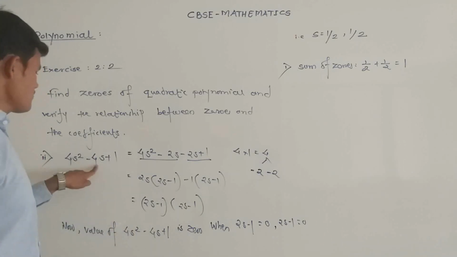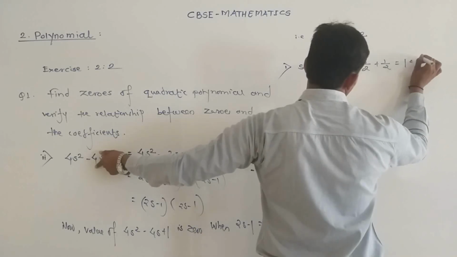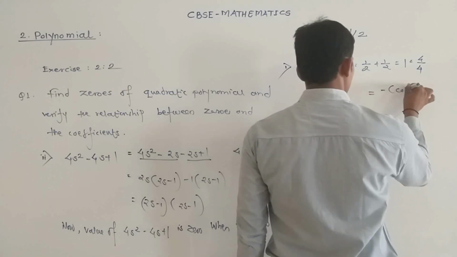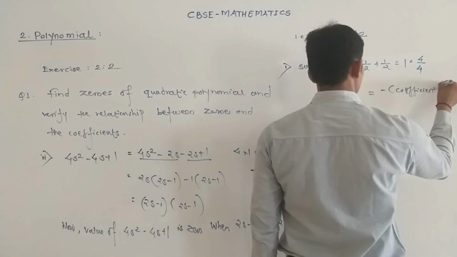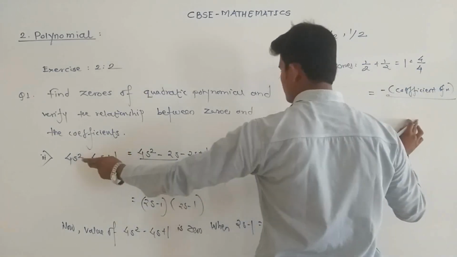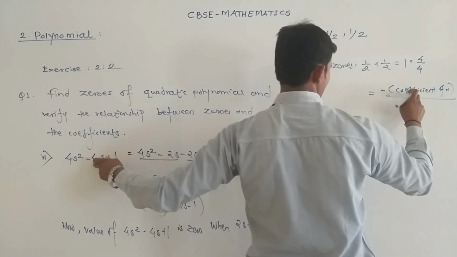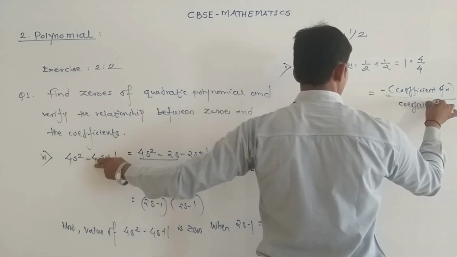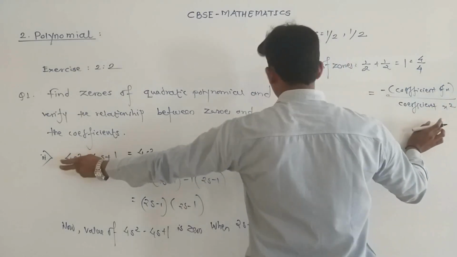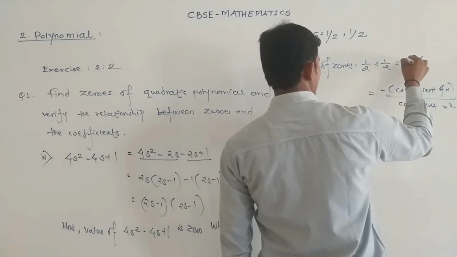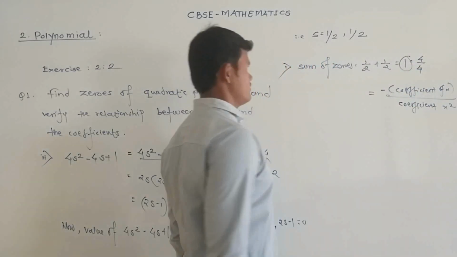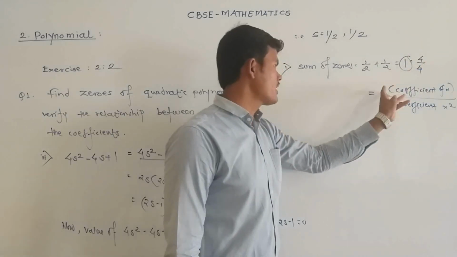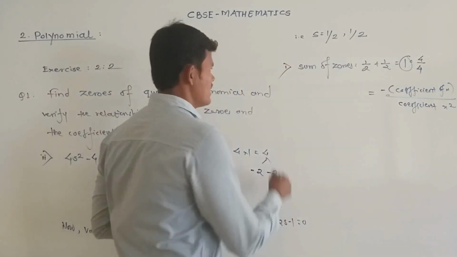So here it can also be stated as 4 divided by 4 because minus coefficient of x. The coefficient of x is nothing but minus 4, and this minus gives plus 4 divided by coefficient of x square, and the coefficient of x square is nothing but 4. So 4 divided by 4 is 1. That is, 1 is the simplest form of sum of zeros. So in standard form we get 4 by 4. So 4 is nothing but minus of coefficient of x divided by coefficient of x square.